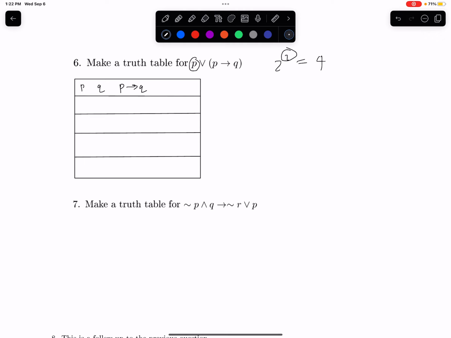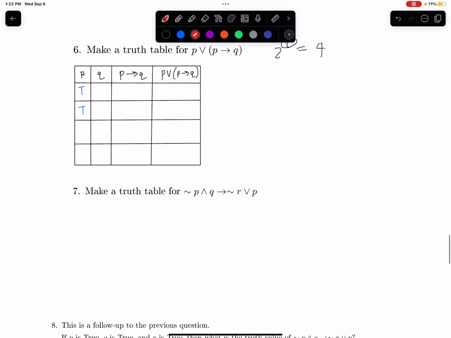And then I already have a P, so I can put the whole thing together. P or if P, then Q. All right, so just 4 total columns. That's not so bad. Let me just make my table boxes. All right. Okay, and then as far as true and false, we start the same way as always. 2 truths, 2 falses for a 4-row table. And then the second column is going to be alternating true and false.